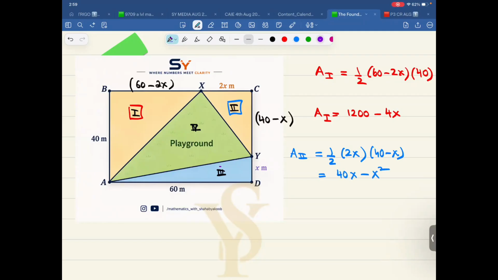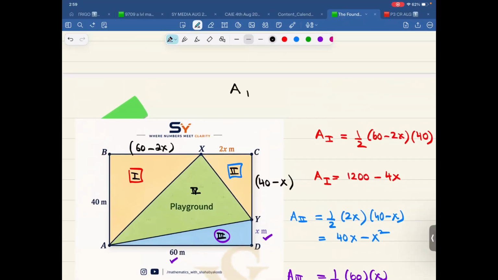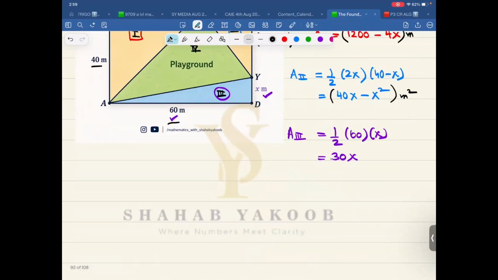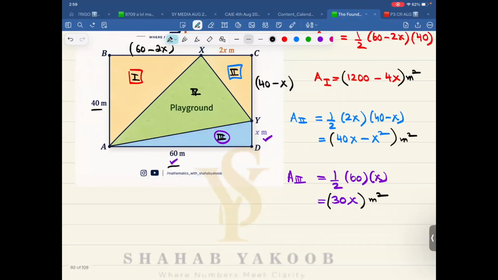Then I have this triangle, which is triangle 3. The dimensions are 60 and x. So area of triangle 3 is half into 60 into x. That is 30x. So all these three triangles are done. And let me write area of the rectangle. That is 40 by 60. 4 6s are 24, and then two zeros. That is 2400, and this is meter square. It's a good idea to write the unit. This is meter square.